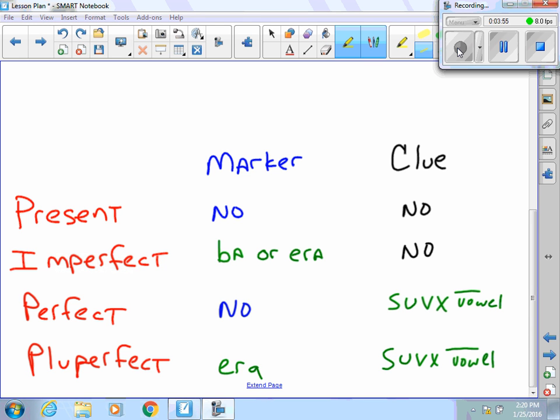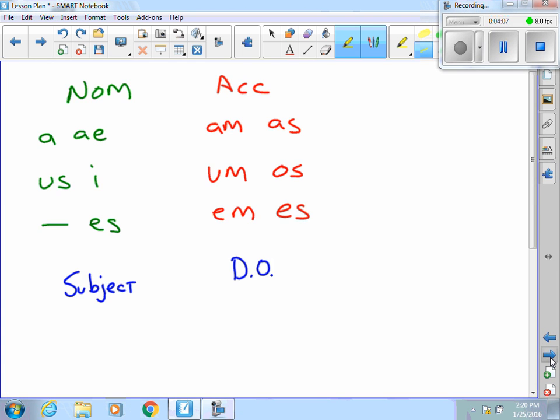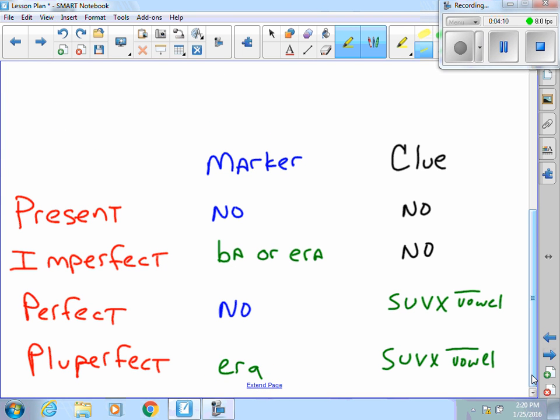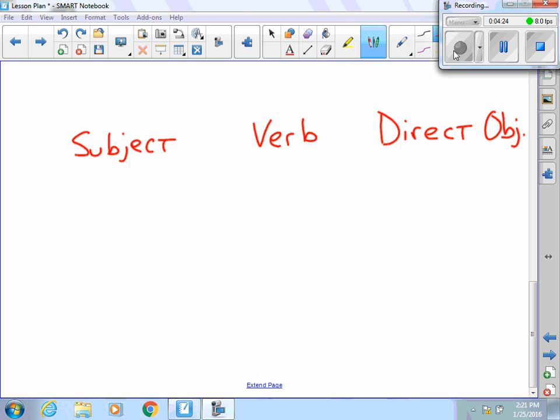Does it have a clue? It does have a clue. If I look, it has an x right here, and that was one of our clue letters. So if it has a clue and no marker, it has to be perfect tense. I'm going to translate as -ed. So my basic translation for all of these sentences is going to be subject, verb, and direct object.